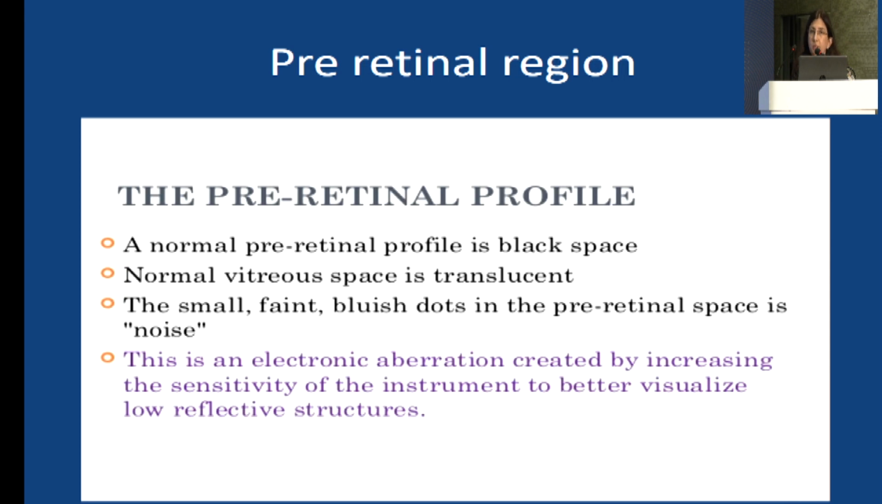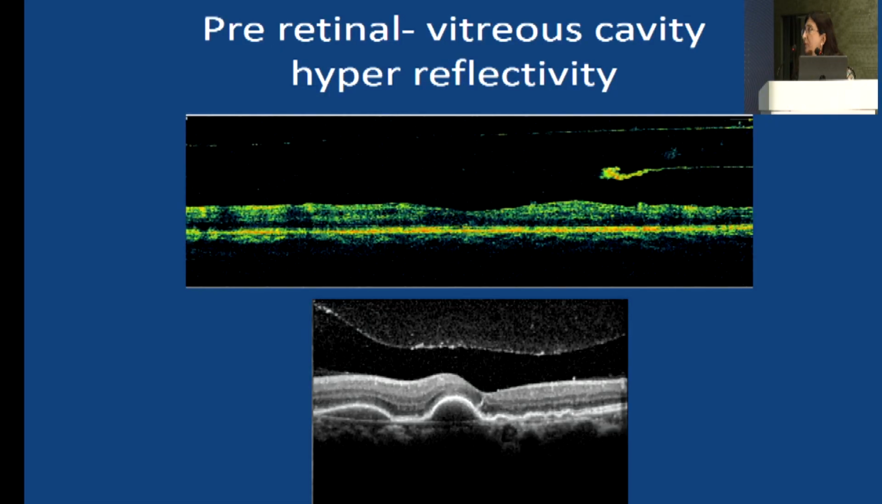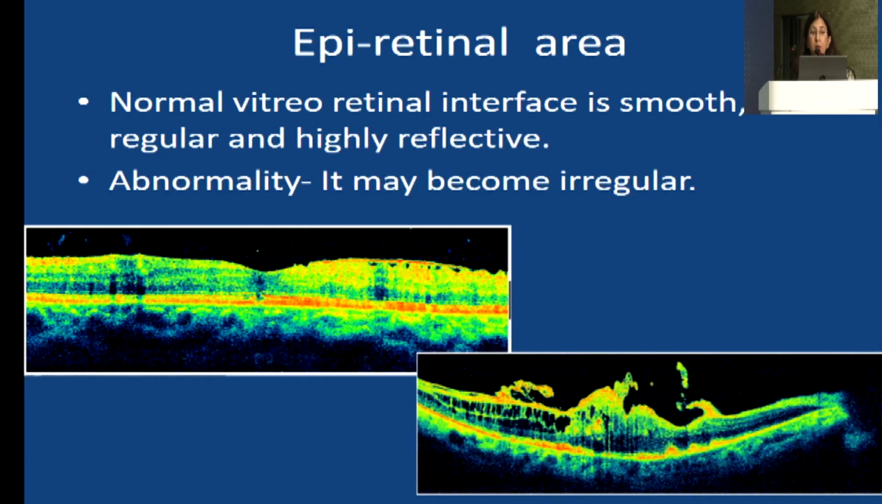So coming to the first region, that's the pre-retinal region. It's the vitreous. There's no reflectivity, so it is a black area. But sometimes you may see some abnormal hyperreflectivity patterns. Like in the first picture, you'll see two membranes there. And in the second picture, you are seeing a diffuse kind of hyperreflectivity, which would be due to any vitreous opacity like a hemorrhage or an exudate.